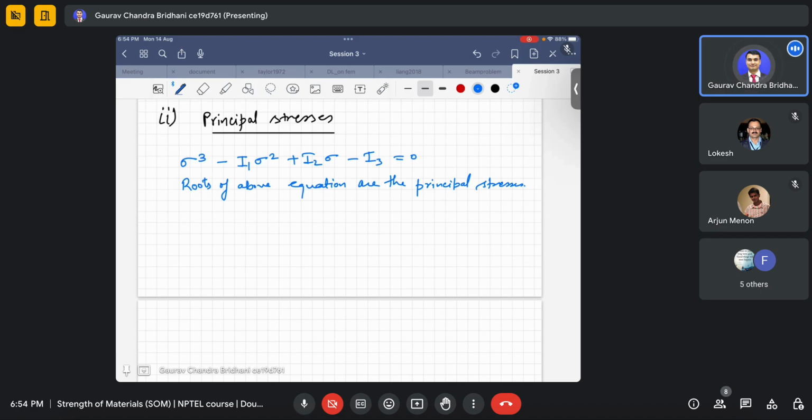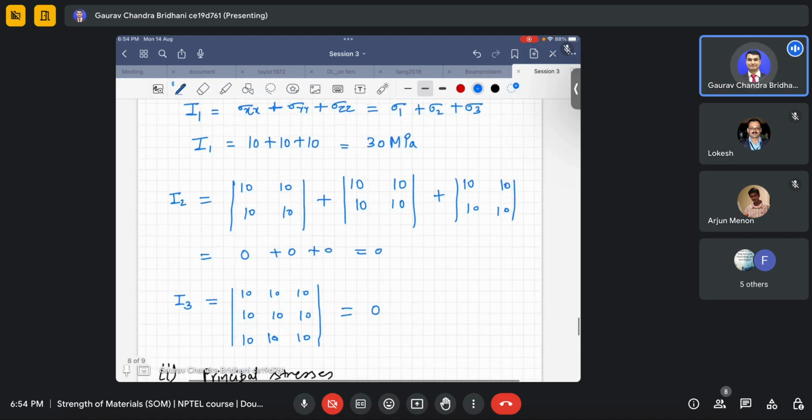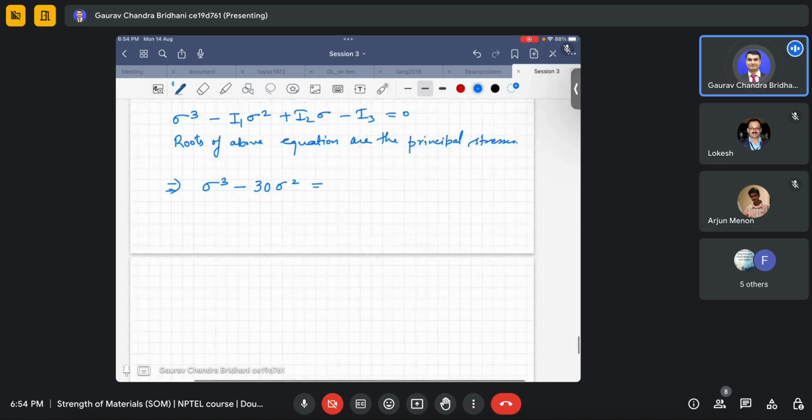Okay, so if I just find the roots of this equation, we will get the principal stresses, and we already know I1, I2, I3. I've just found them. We know that I2 and I3 are 0, so it will basically be sigma cube minus 30 sigma square equals 0. I think I1 is 30. If you take sigma square common, it will be sigma minus 30 equals 0. That means there are three roots. Traditionally you have to write in this fashion: sigma 1 greater than sigma 2 greater than sigma 3. So basically sigma 1 will be 30 and sigma 2 and sigma 3 will be 0.